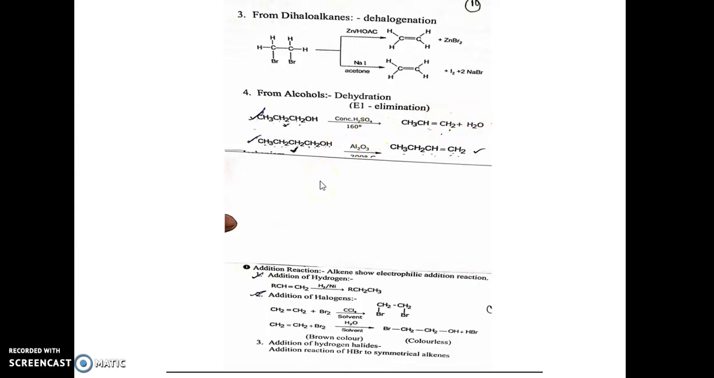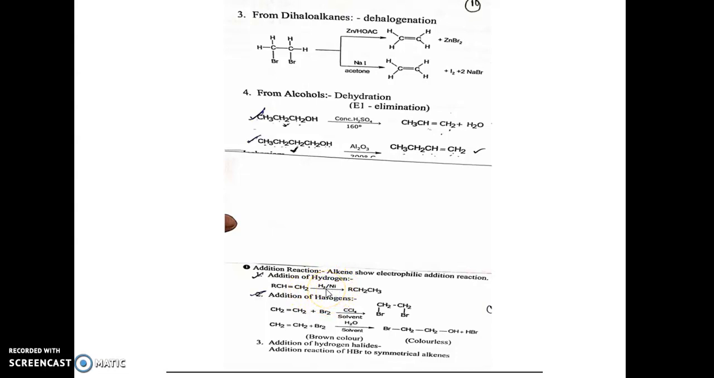Now let's talk about the addition reactions of alkene. When alkene reacts with nickel and hydrogen, it is a reducing system. It will convert into an alkane, right? So it will form RCH2CH3. Alkene on reduction gives alkane. What is the reducing system? Who is actually reducing this compound? Hydrogen in presence of nickel.